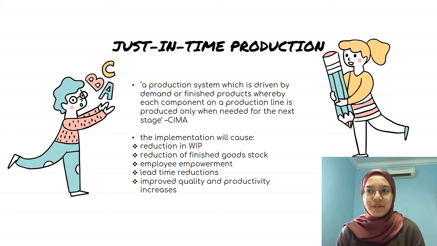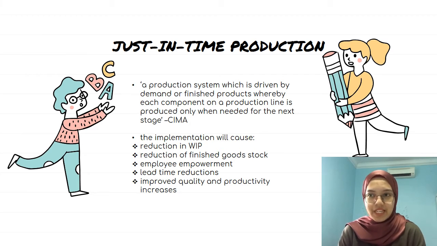Okay, so now I'm going to talk about just-in-time production. What is just-in-time production? According to SEMA, just-in-time production is a production system which is driven by demand for finished products, whereby each component on a production line is produced only when needed for the next stage. This implies that the product has a lot of stages in producing it, so the producer will only produce the component when it is needed for the next producing stage.